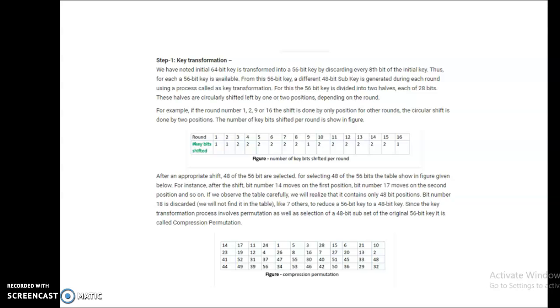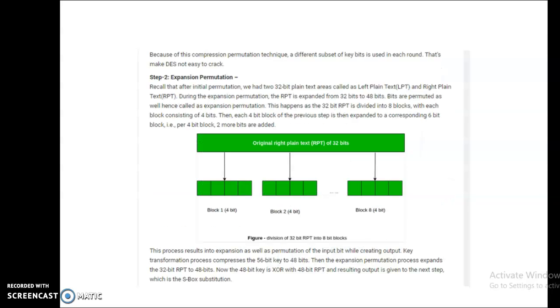After an appropriate shift, 48 of the 56 bits are selected. For instance, after the shift, bit number 14 moves to the first position, 17 to the second. If we observe the table carefully, we will realize that it contains only 48 positions. Bit number 18 is discarded, like 7 others, to reduce the 56-bit key to a 48-bit key. Since the key transformation procedure involves permutation and selection, it is known as compression permutation. Because of this compression permutation technique, a different subset of key bits is used in each round. That makes DES difficult to crack.